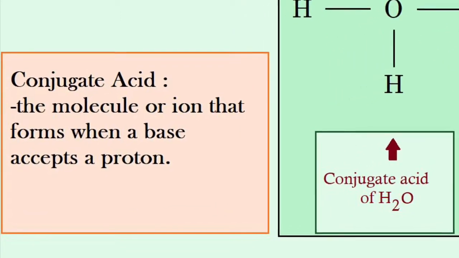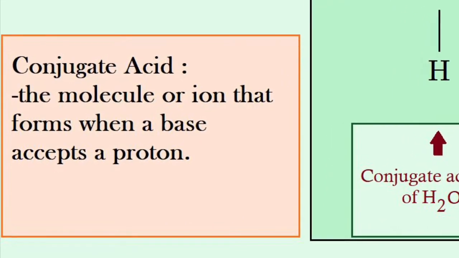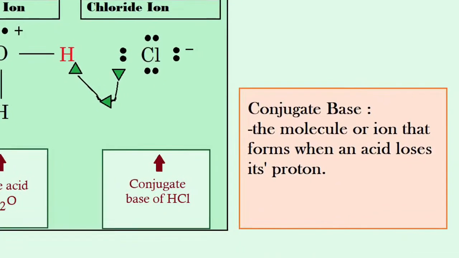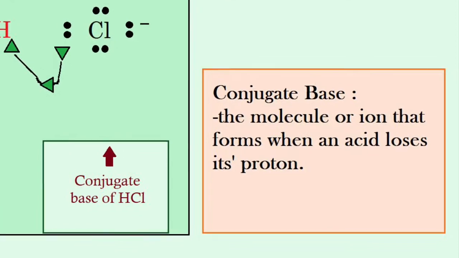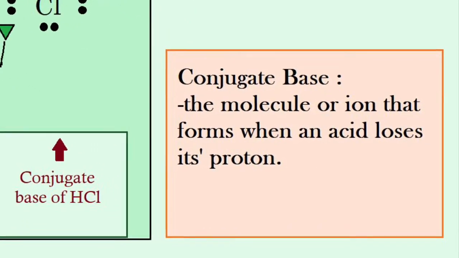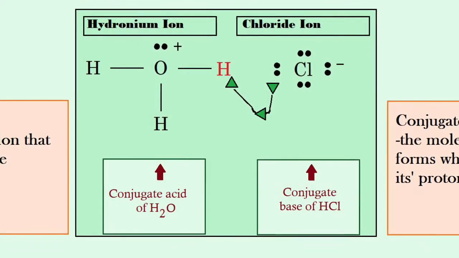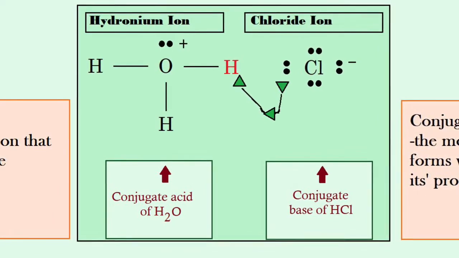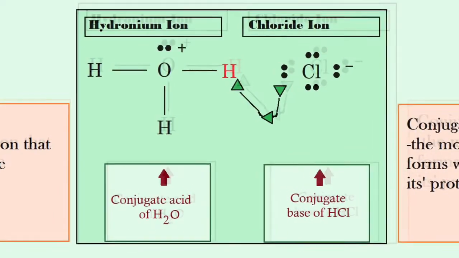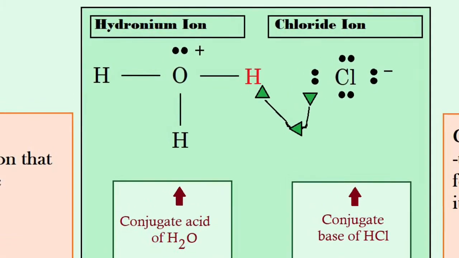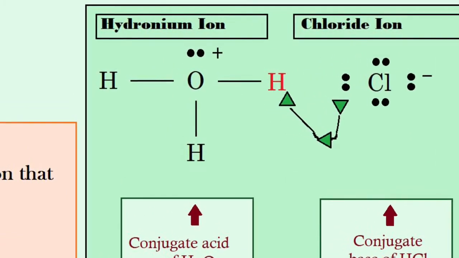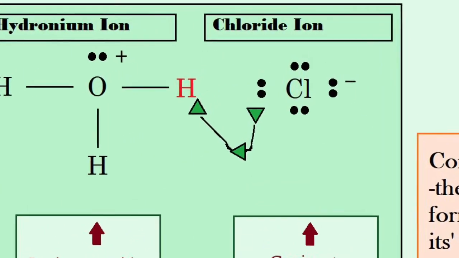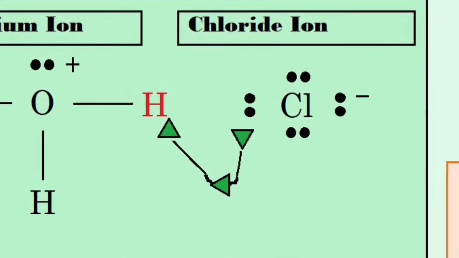A conjugate acid is the molecule or ion that forms when a base accepts a proton. And a conjugate base is the molecular ion that forms when an acid loses its proton. So in the case of this chemical reaction we showed previously, the conjugate acid of water is a hydronium ion. You can see that a base has accepted this proton, the red hydrogen, and you can see in the chloride ion, the acid lost its proton.